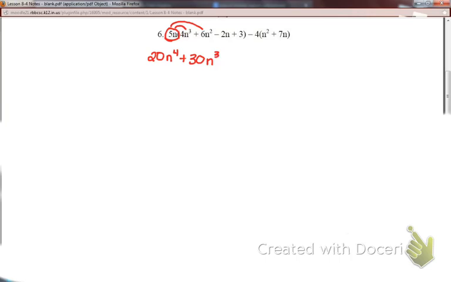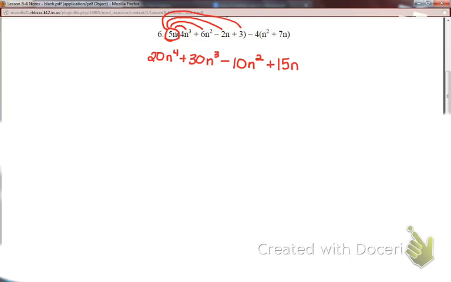We'll keep distributing that 5n times a minus 2n, so that's going to be a negative or a minus 10n squared, because n times n is n squared. And one more thing, we have 5n times positive 3, so that's positive 15n.